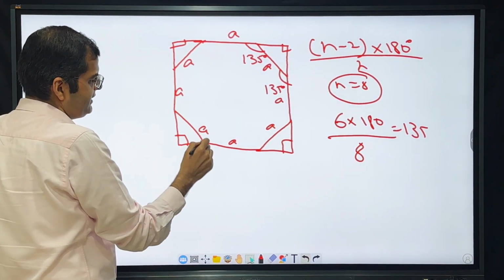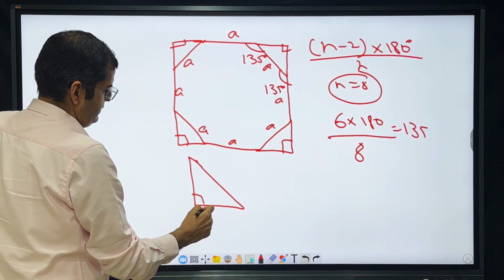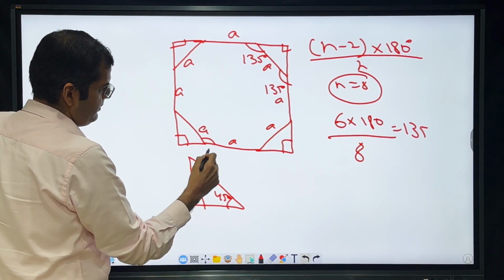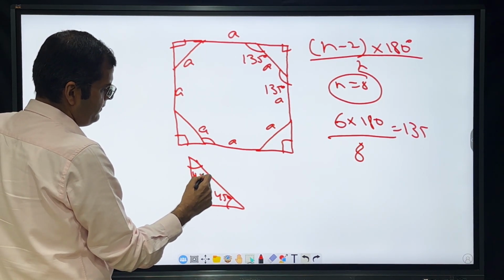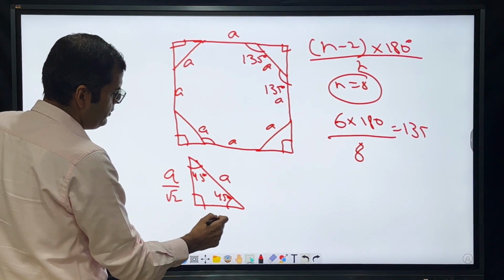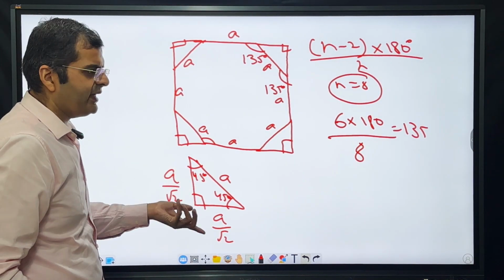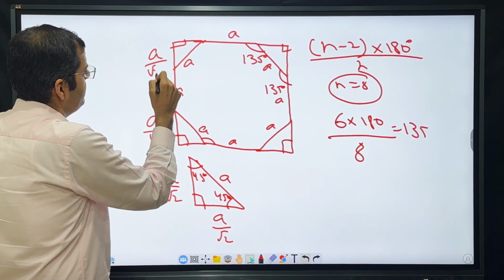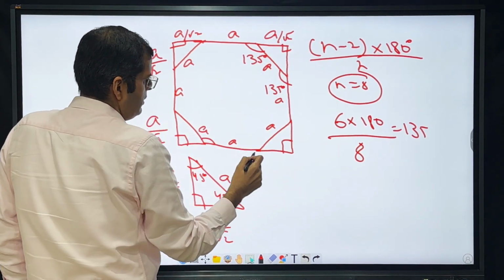Now if I look at, let's say, this right angle triangle, if I take, just enlarging it, this is 90 degrees. This part is 135. That means this angle has to be 45, because this is 135. The remaining has to be 45. Similarly, here it is 45. That means it's an isosceles triangle. Here it is A. That means this is A by root 2 and this is A by root 2. Because this is an isosceles triangle, these two sides have to be same. So here this becomes A by root 2. Here again it becomes A by root 2. This is A by root 2, A by root 2, and so on.